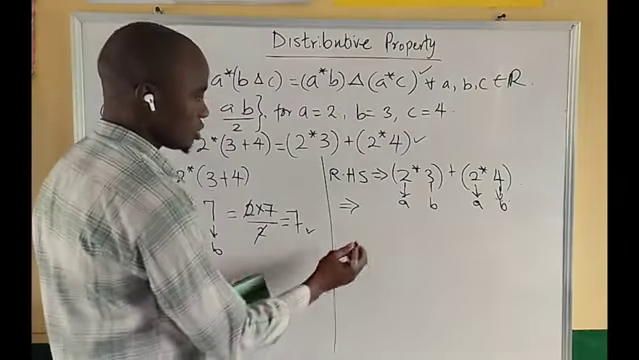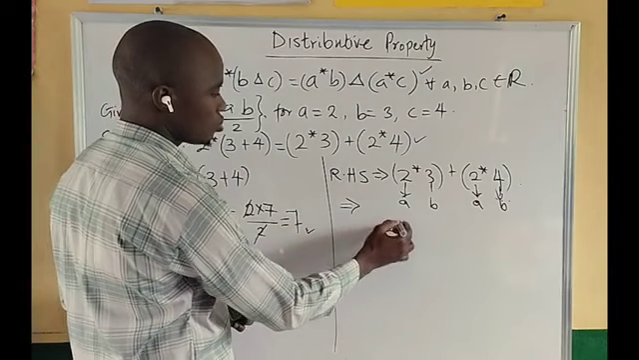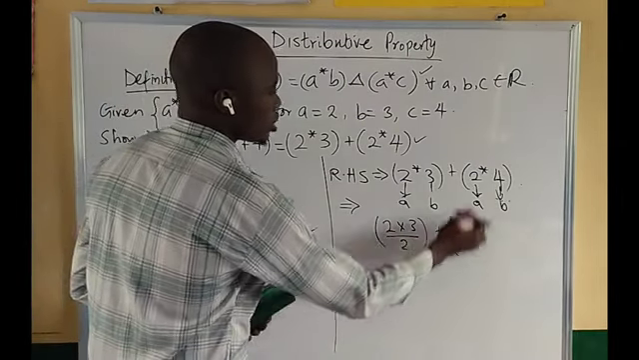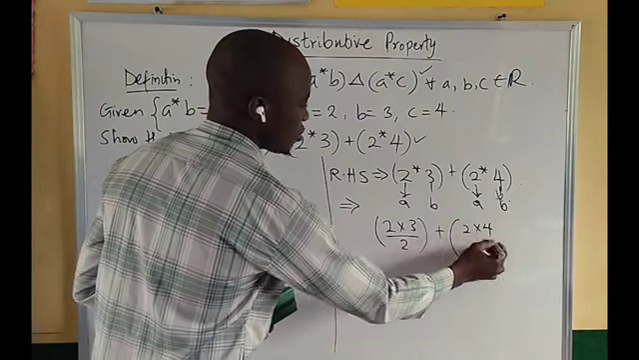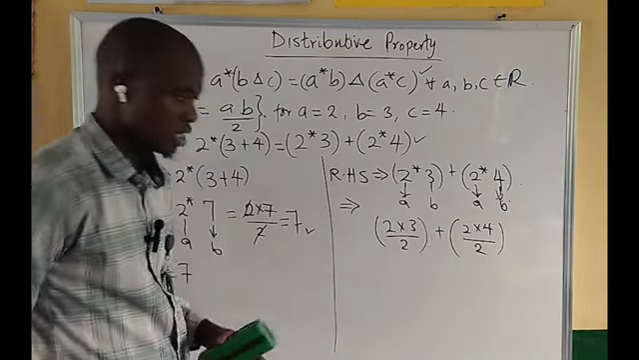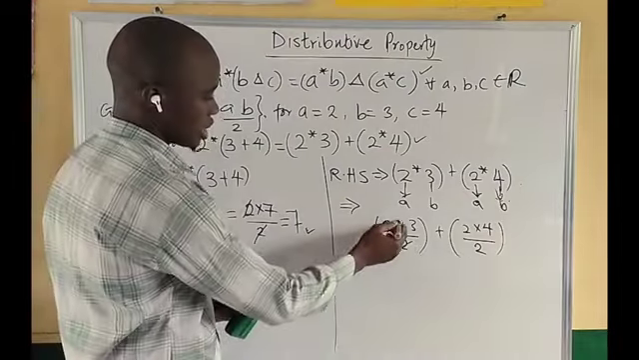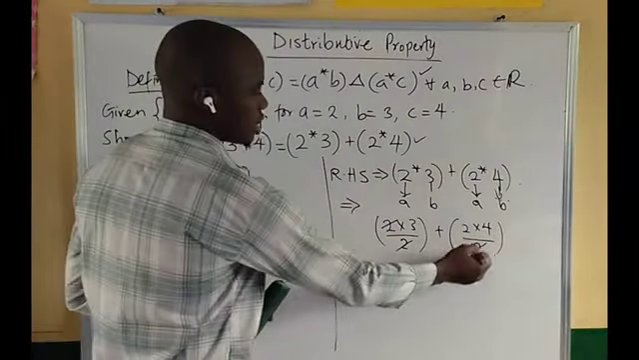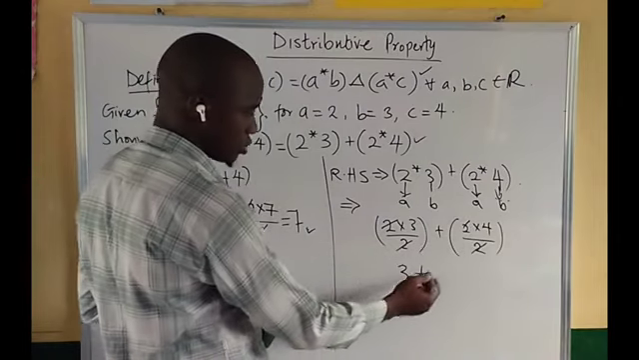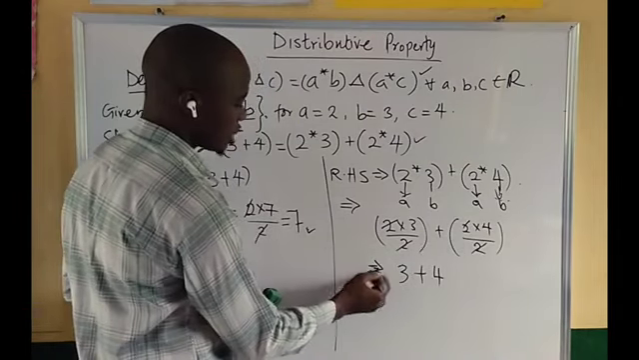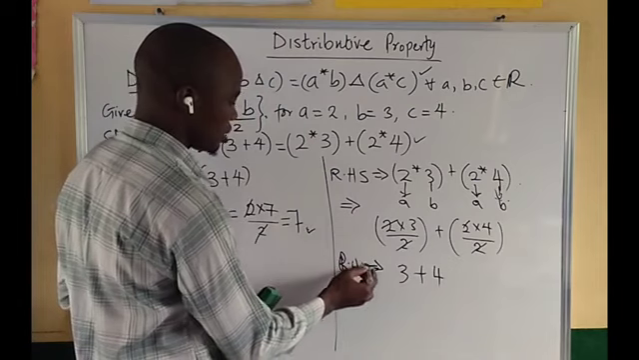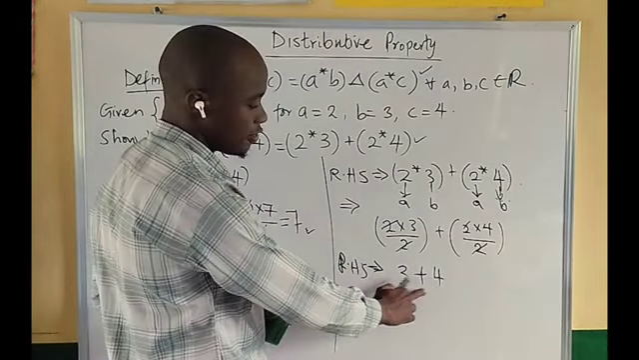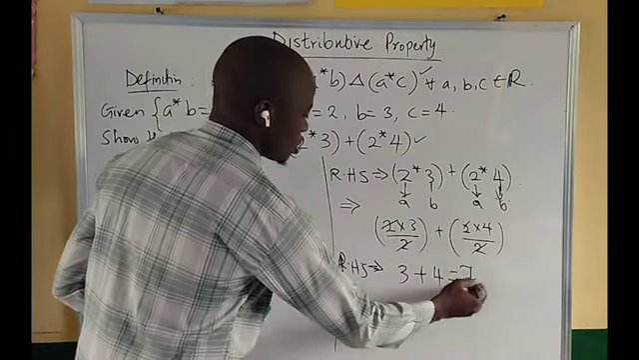So now from here we are going to compute this. We are going to have 2 times 3 over 2, then plus 2 times 4 over 2. So from here, if this cancels this, we are going to be left with 3 plus, if this cancels this, we are going to have 4. So therefore we can see that our RHS, that is the right hand side, is equal to, when you add 3 and 4 together, 7.